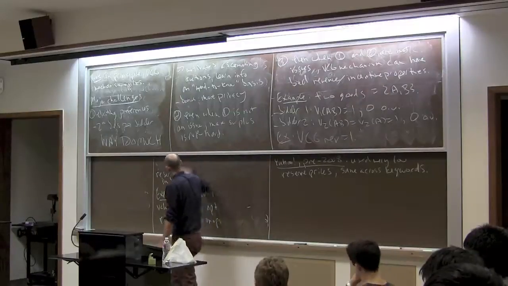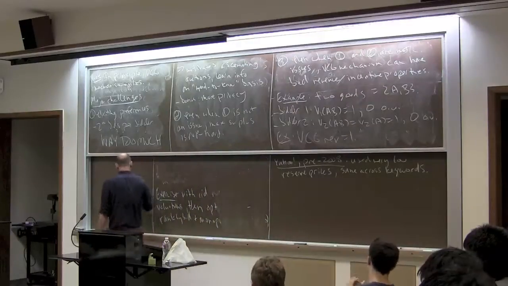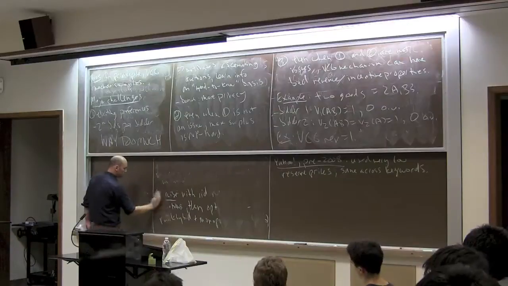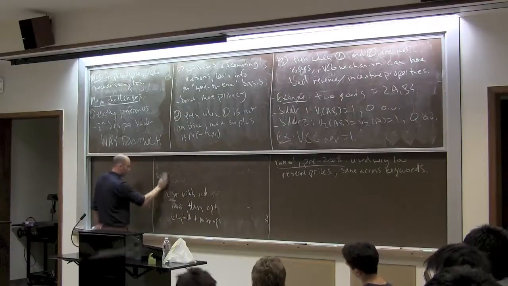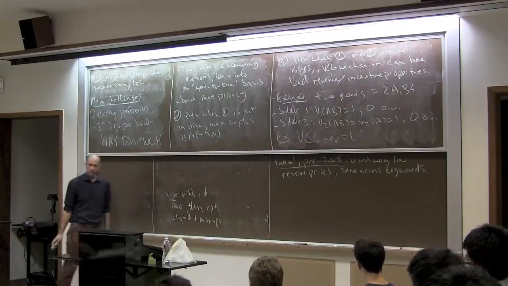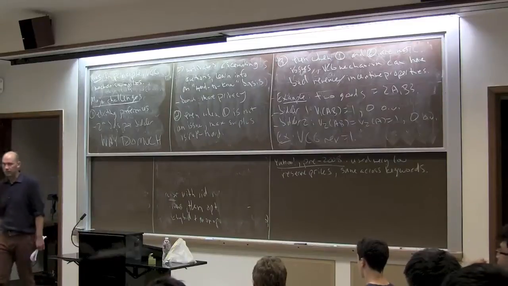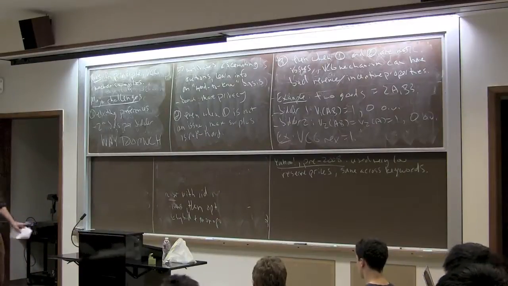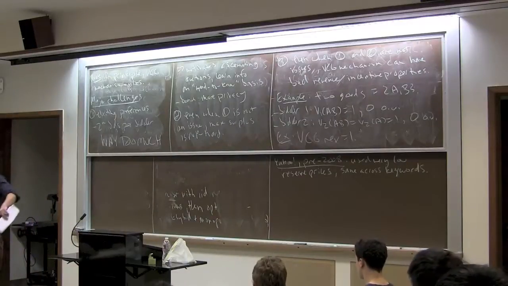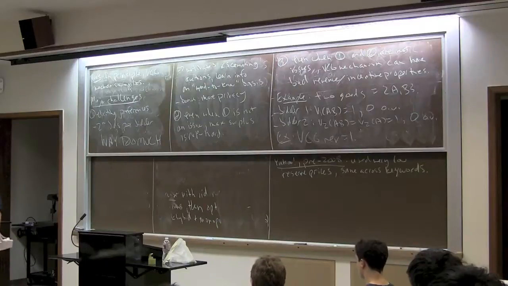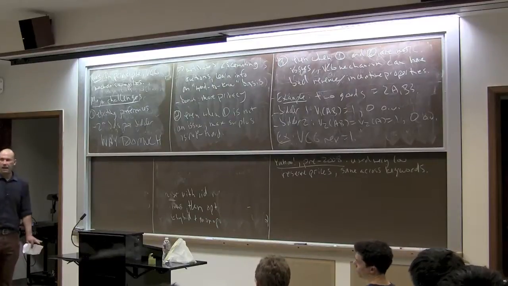Now, here's what's unsatisfying. What's going to be more than unsatisfying. Here's what's going to be a deal breaker. Suppose I add a bidder 3. I make the situation more competitive, it would seem. Bidder 3 only wants good B, sort of the complement of bidder 2. It only wants B, and again, its value for B is 1.